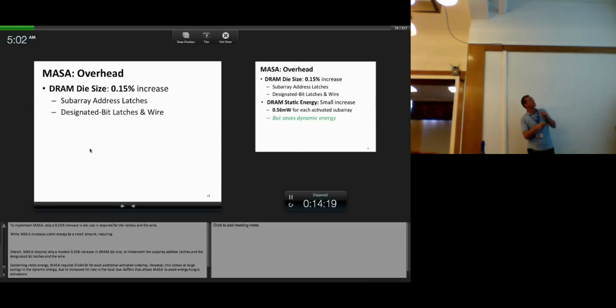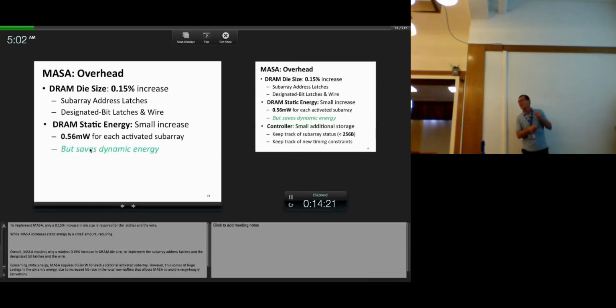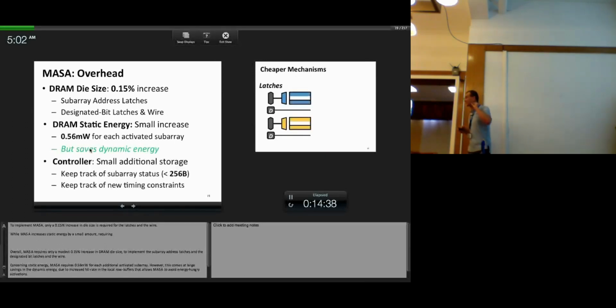And the overhead comes from the subarray address latches, the designated bit latches, and the wire. There's a static energy increase if you actually activate multiple subarrays at the same time, multiple local row buffers. You're actually increasing static energy, right? And we quantify that. But the upside is we're going to save dynamic energy, assuming you can exploit that row buffer locality. And there are, of course, changes to the controller.